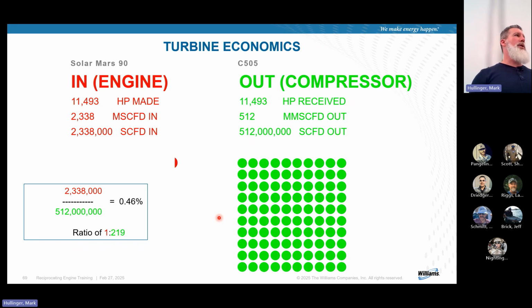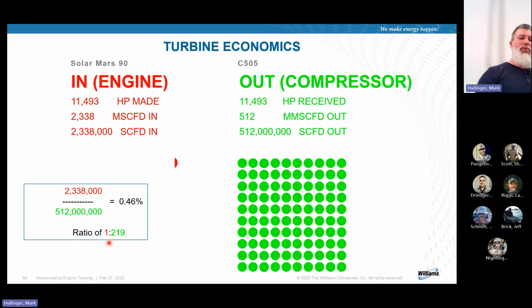Just out of curiosity, a turbine. So I realize this is a recip training, but we're just going to compare the costs of a turbine. So a Solar Mars 90, a much bigger engine, much bigger horsepower, but what's going in is 2.3 million in flow, and what's going out is 512. So almost double the amount of flow, right? So that Clydesdale might look real pretty, but look what the Clydesdale's pushing out. Look at what the Clydesdale's dragging. Right? A lot more than the donkeys in the Super Bowl commercial, right?